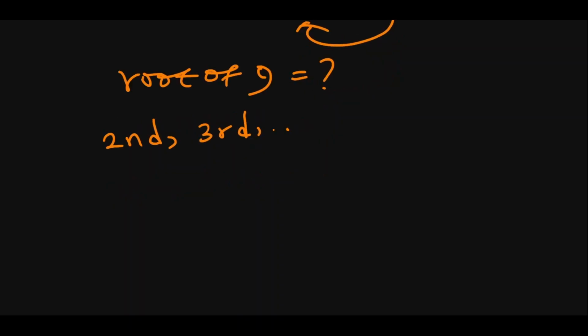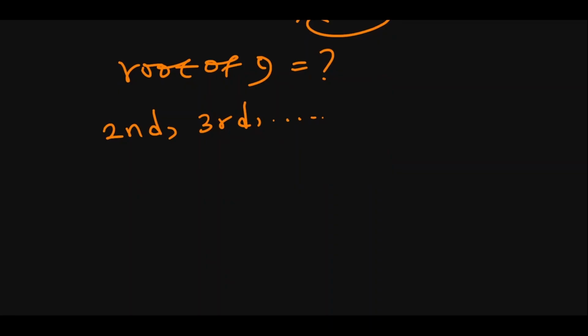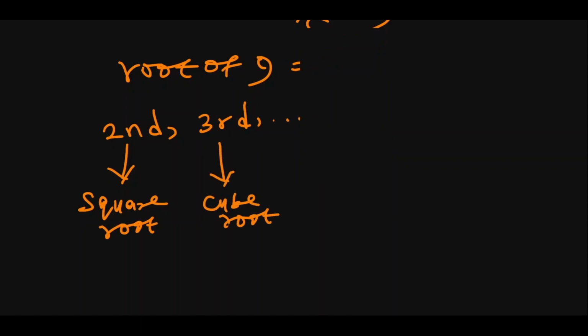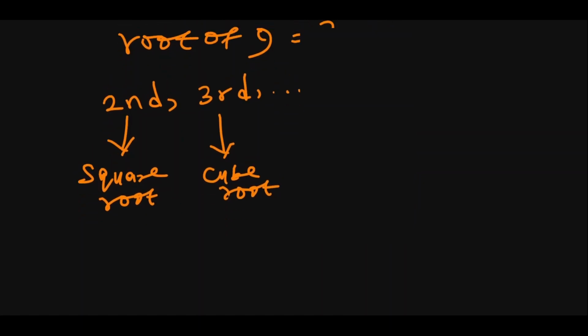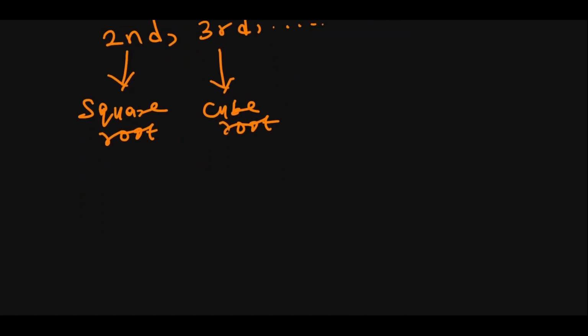So because they are the popular roots, they also have special names. The second root is called the square root, and the third root is called the cube root. So how do we represent this root, since we've seen how to represent power? To represent roots, you use this sign here.